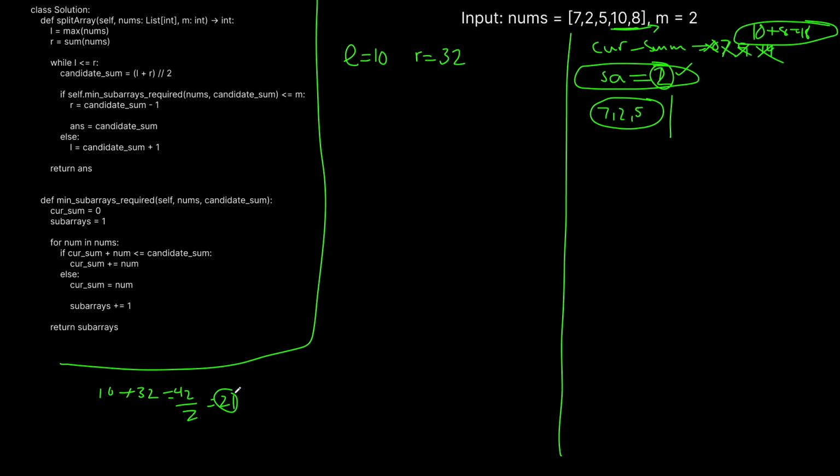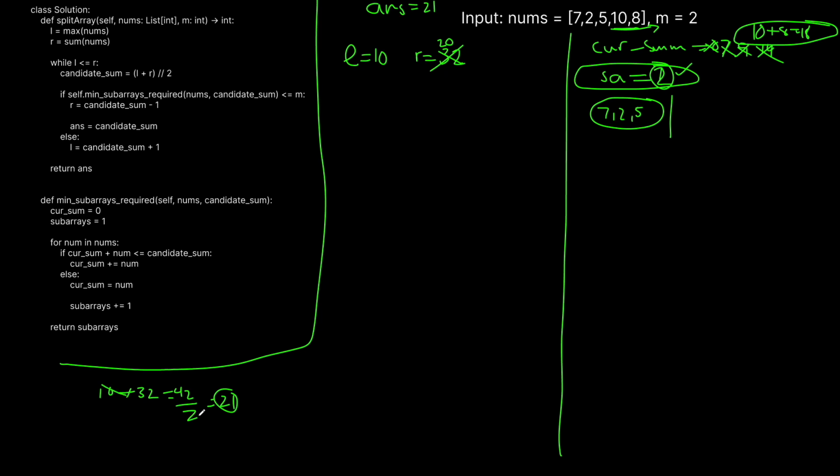Because we know it's already bigger and it could work, but we're looking to minimize it, right? So there's no point of us going to the right. That's why we move our candidate sum down by 1. We set our right equal to the candidate sum minus 1, so 21 minus 1 is 20. And then our potential answer is going to be the candidate sum. So we have this ans variable, and it's going to be 21, because this could be a potential answer.